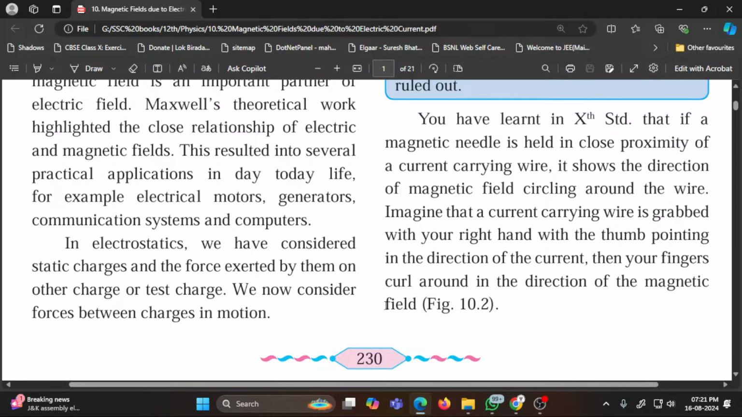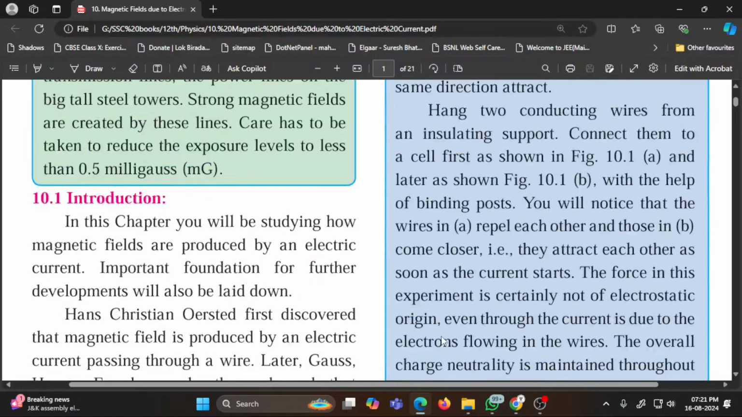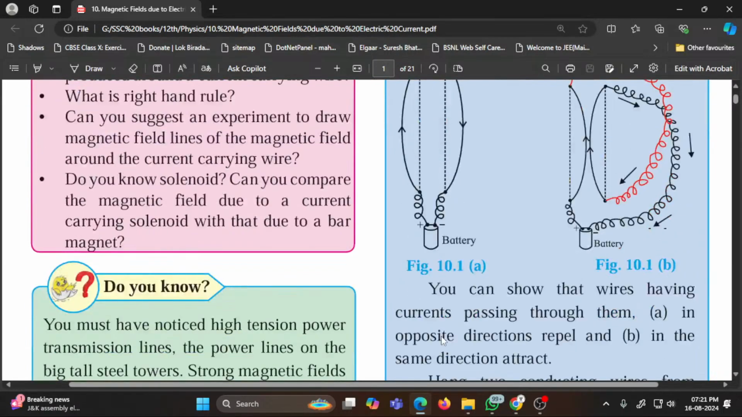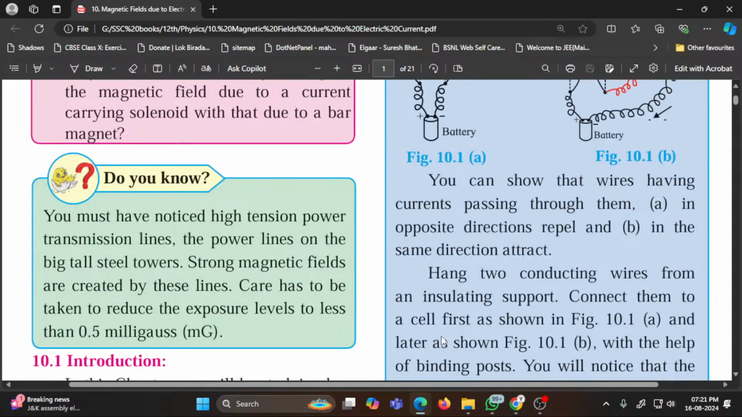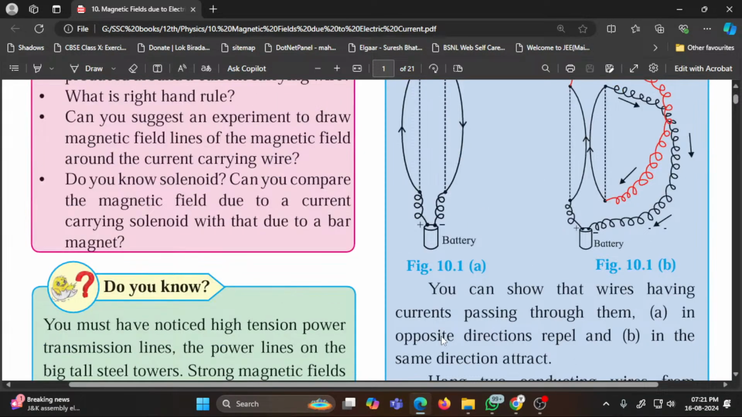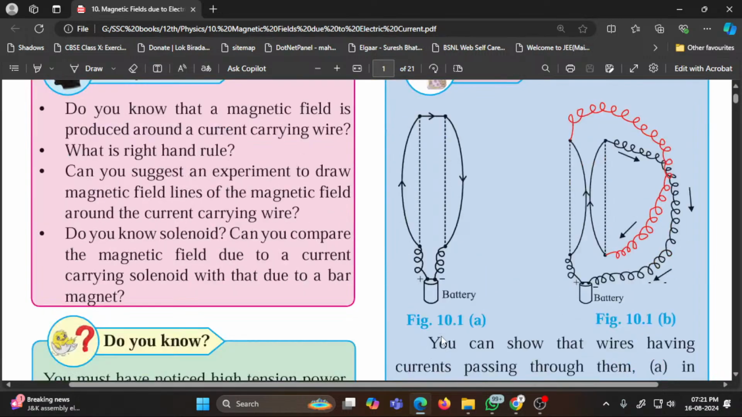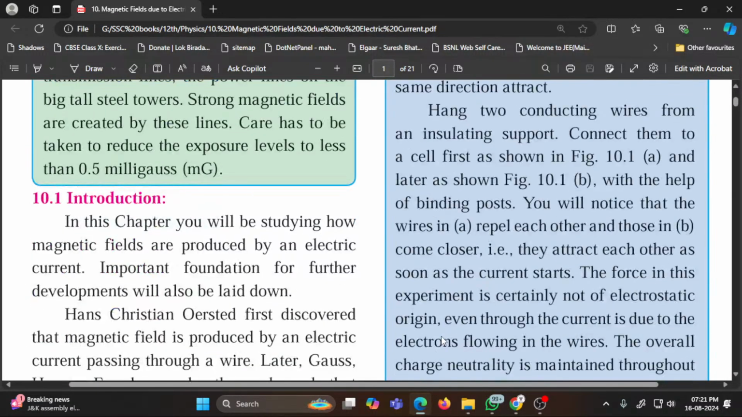In electrostatics, we have considered the static charges and force exerted by them on the other charges or the test charge. We now consider forces between charges in motion. So you can show that the wires having currents passing through them, if the current in opposite direction, then the wires repel each other, and if the current flows in the same direction, then the two wires attract each other.